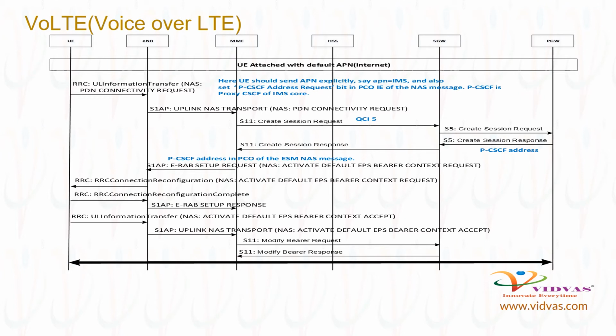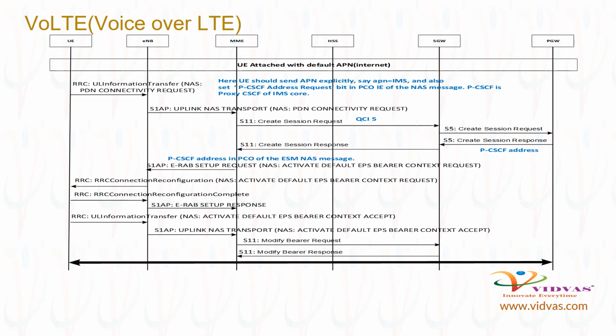MME sends NAS activate default EPS bearer context request in S1 AP E-RAB setup request to ENB. NAS activate default EPS bearer context request has QCI 5, UE IP address, PDN type, APN, ERAB ID, PCSCF address, and so on. ENB forwards the NAS message to UE, allocates FTE ID for downlink and sends this information in S1 AP E-RAB setup response to MME.